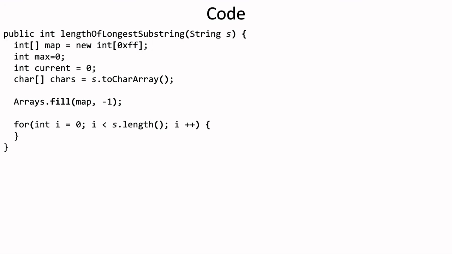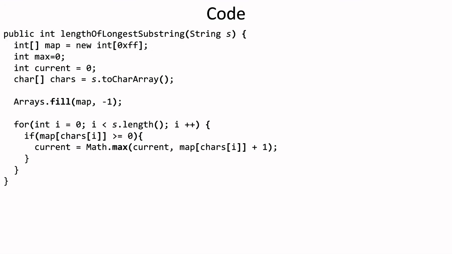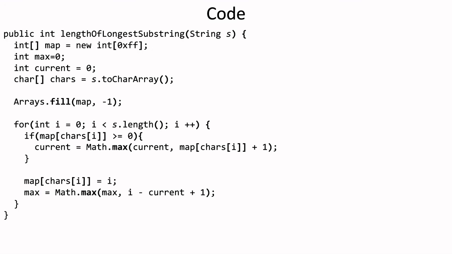Now we iterate over the array, and if the map at chars[i] is greater than or equal to 0, which means we have encountered this letter before, then we update the maximum. Then we set the index of our current letter to i. Next, we update the maximum according to the current. And finally, we return the maximum.